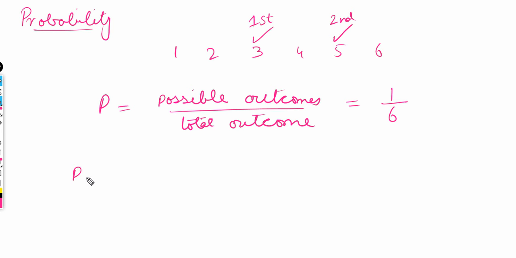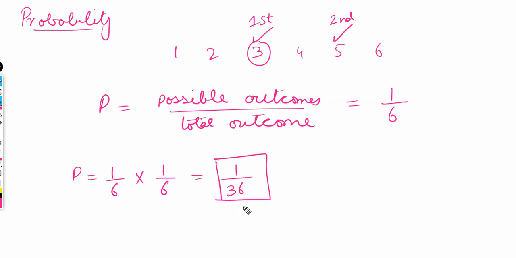So the probability of getting a 3 in the first try is 1 over 6, and the probability of getting a 5 in the second try is also 1 over 6. But over here we have a must condition that there must be 3 in the first try and there must be 5 in the second try. Whenever there is such a must condition, we multiply the probabilities. So we will multiply these probabilities and we will get 1 over 36. So the probability of 3 coming in the first try and 5 in the second try will be 1 over 36.